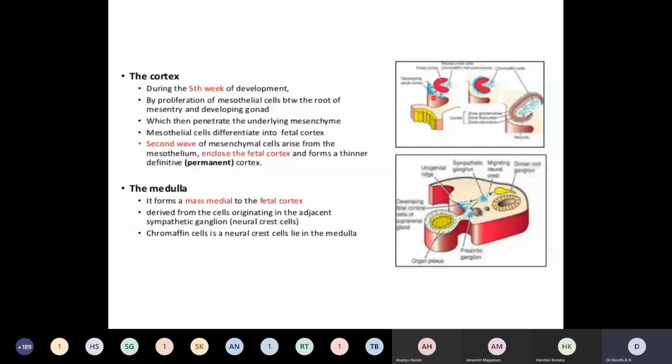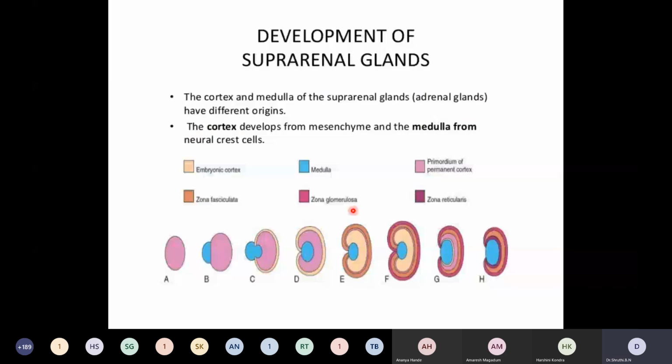The fetal suprarenal gland is 10 to 20 times larger than the adult suprarenal gland, and at birth it forms the parenchyma. The size of the suprarenal gland is about 1/3 of the size of the kidney, whereas in adults it is 1/30th the size of the kidney.